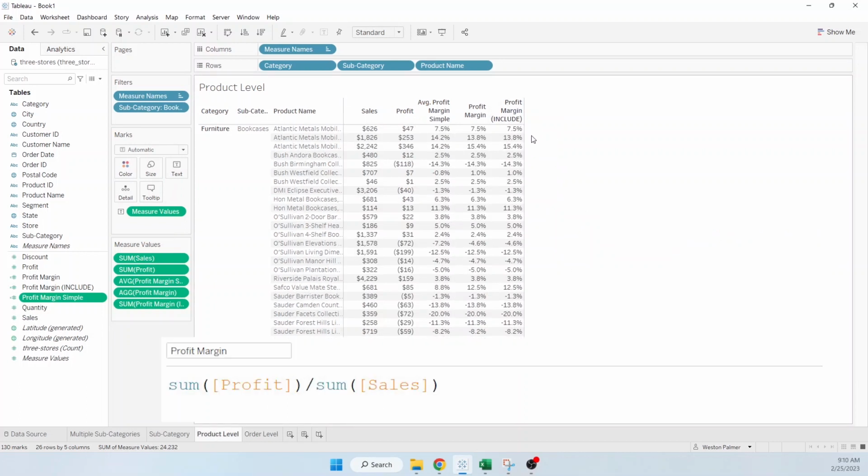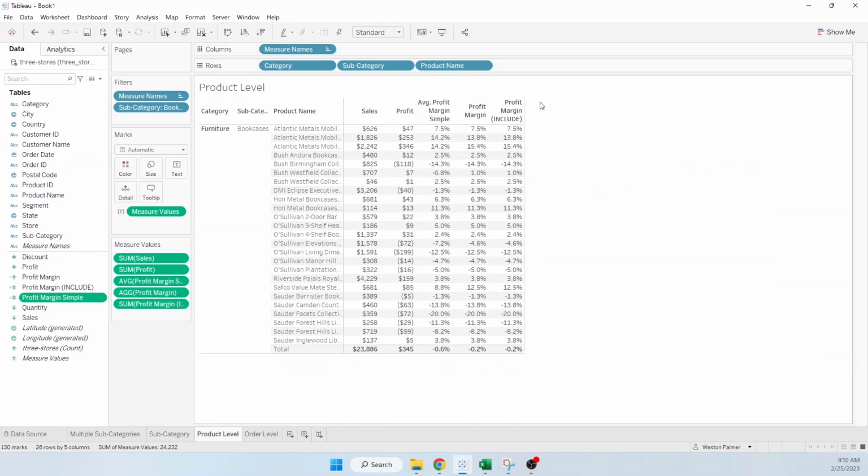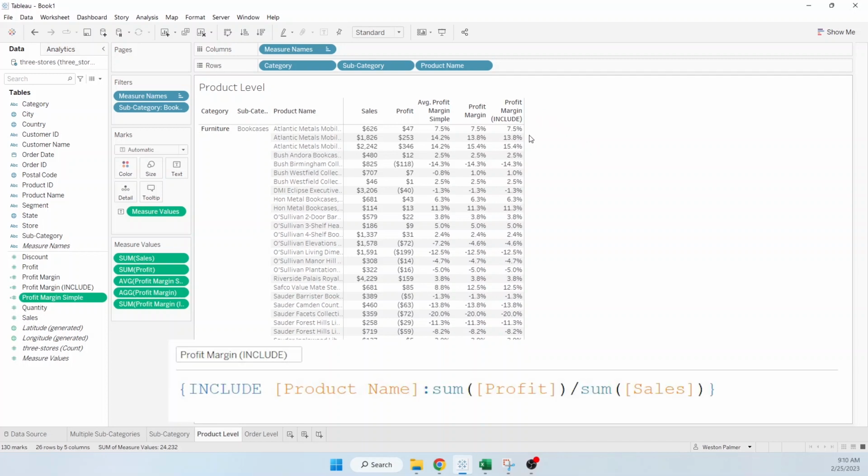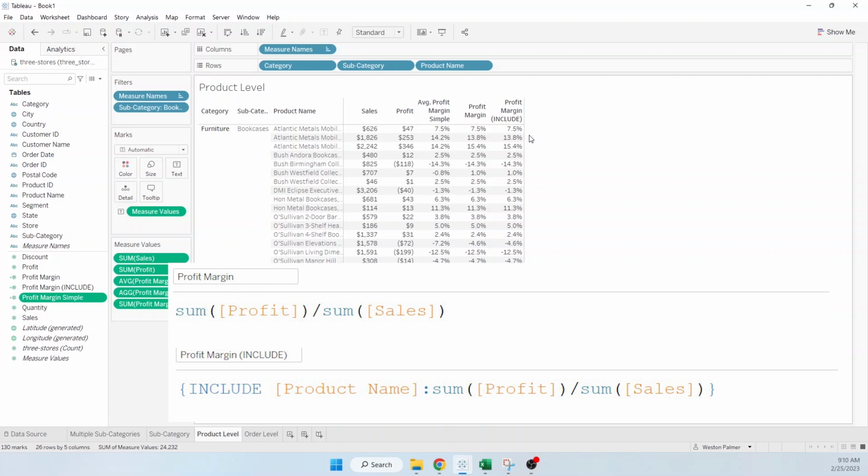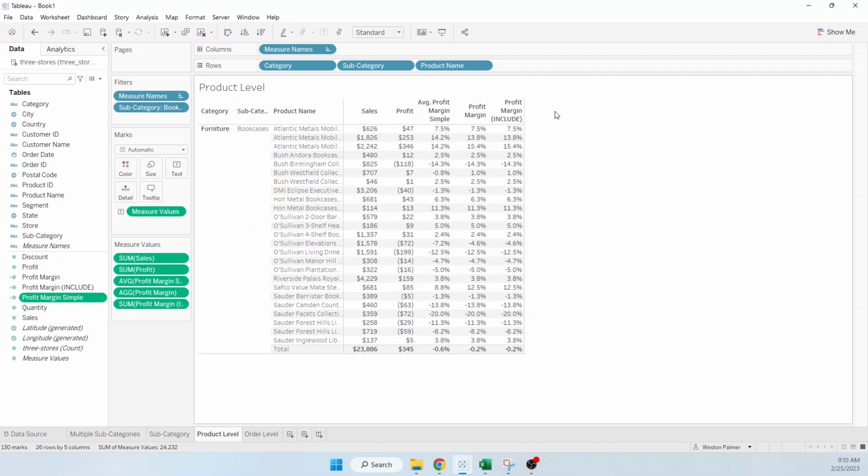What's happening at the profit margin is it's summing up all the profit and dividing by all the sales. So if you were to take this 253 divided by this 1826, you would get 13.8%. And if you look, the profit margin with the include function is basically the same thing as the profit margin calculation. So these last two columns are the same, and this middle column is the one that's different.